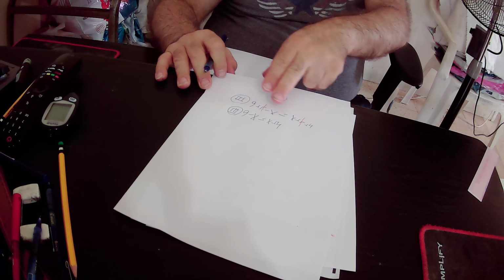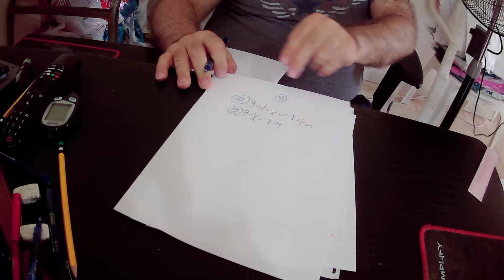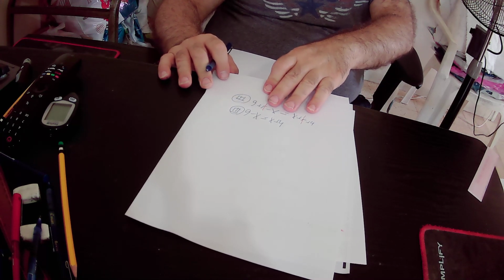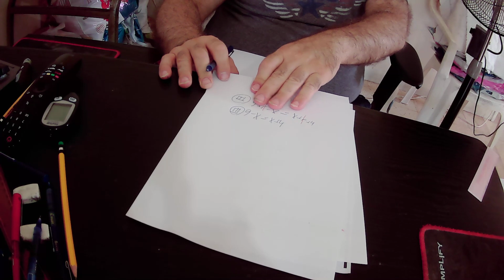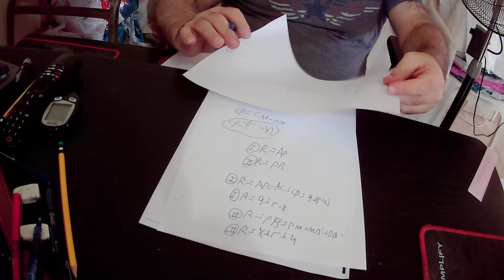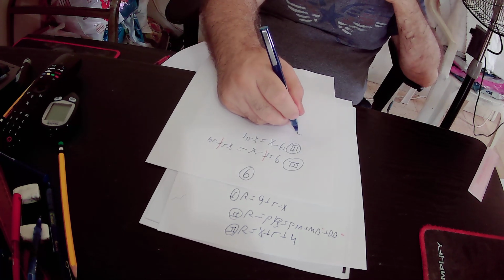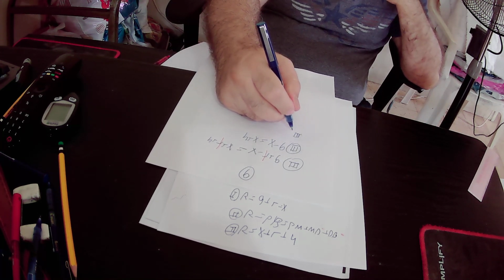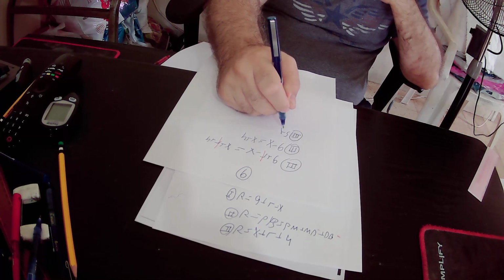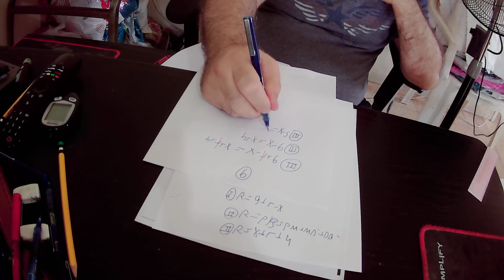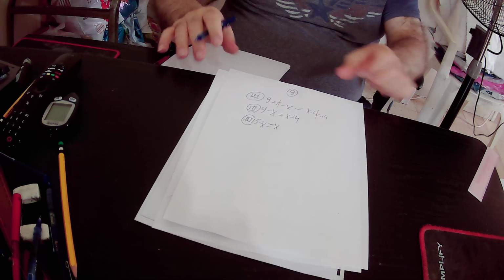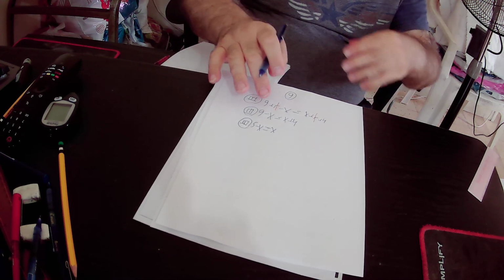Here we will subtract 4 from equation number 3, and we will get that 9 minus 4 is 5, minus x equals x. Okay, 5 minus x equals x.